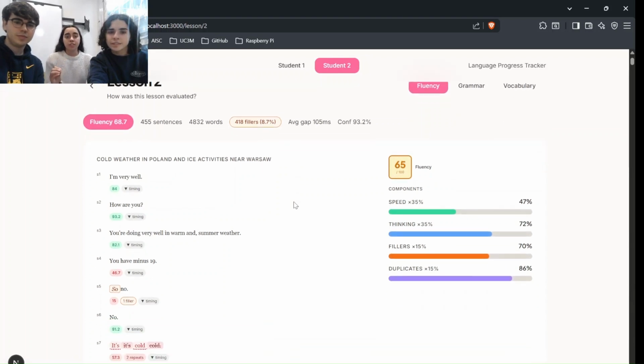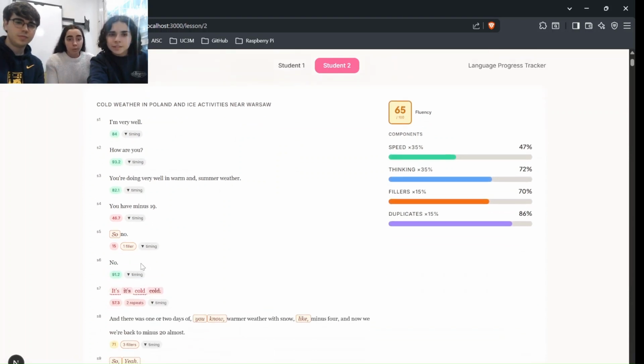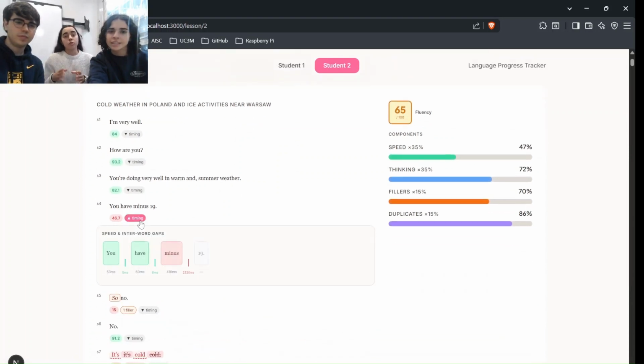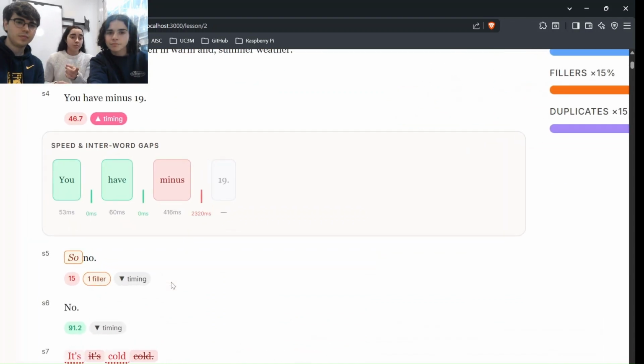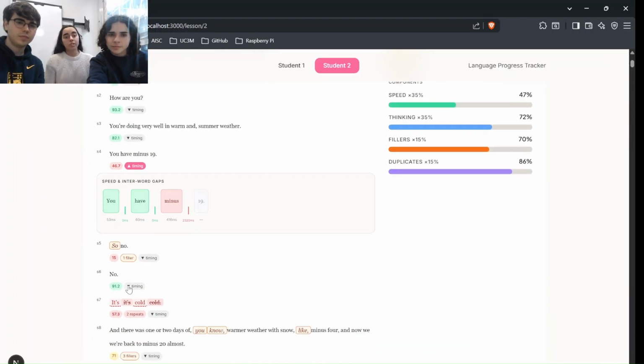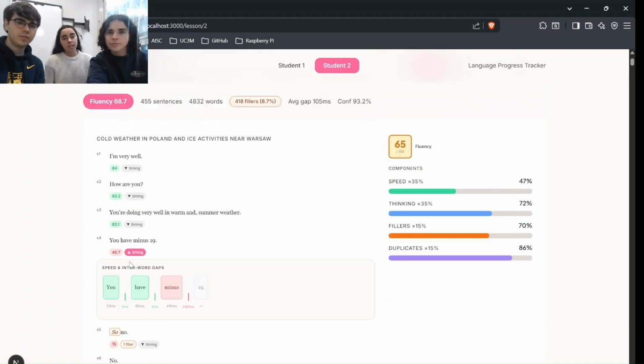We measured specific things in each method, like fluency, where we measured the time it took to say each word, the redundancy, like the use of filler words, and the repetition of other words.